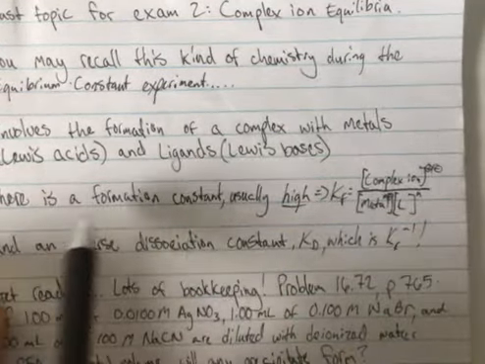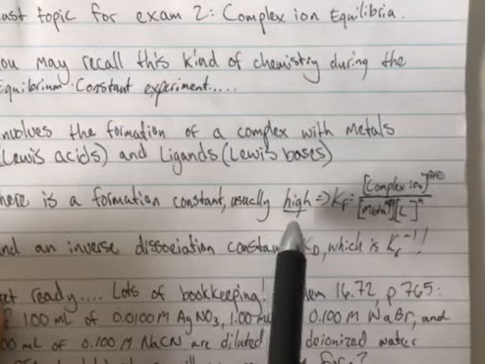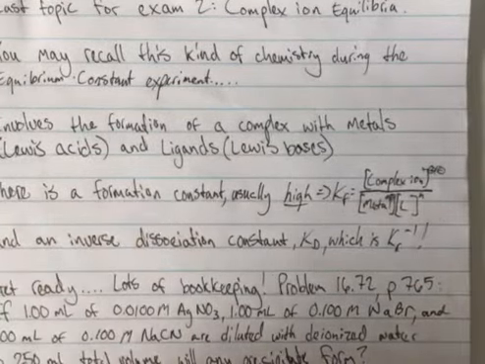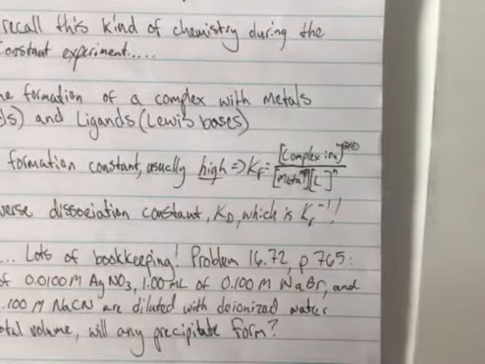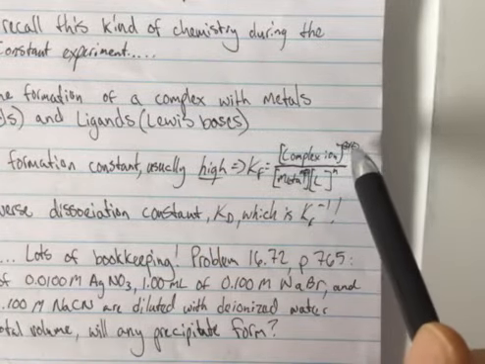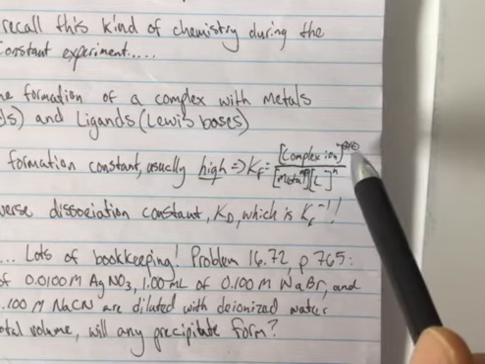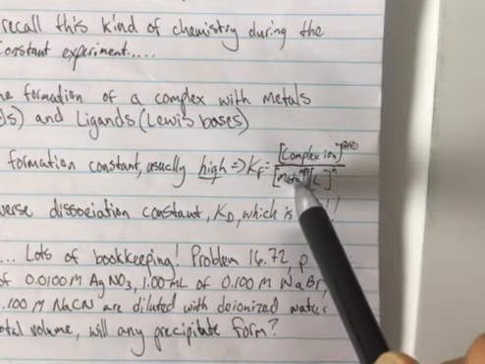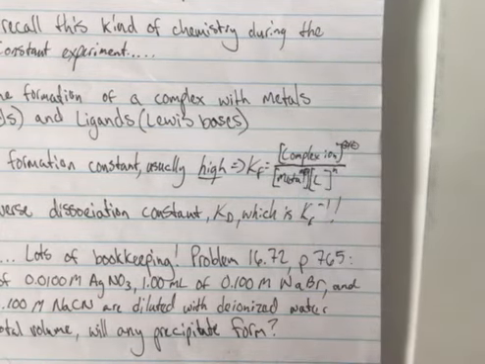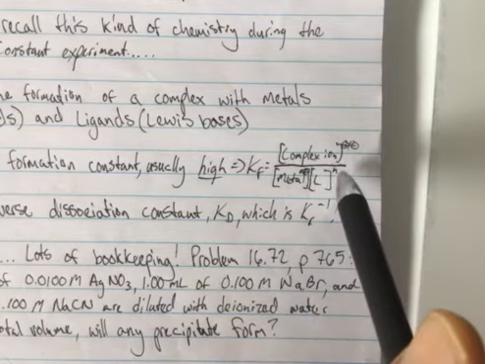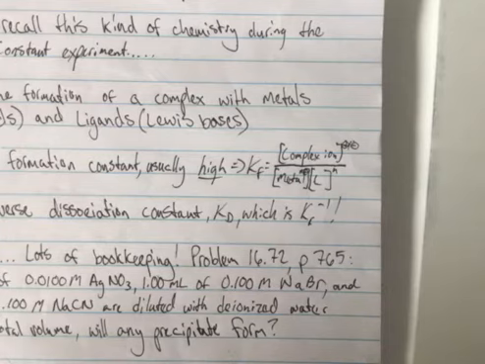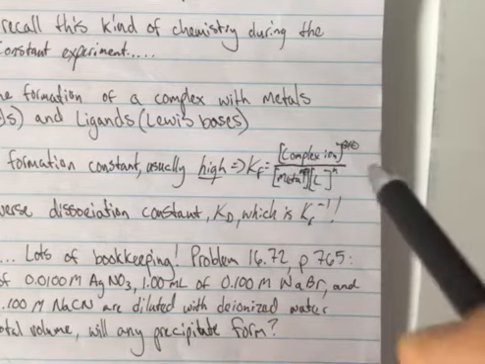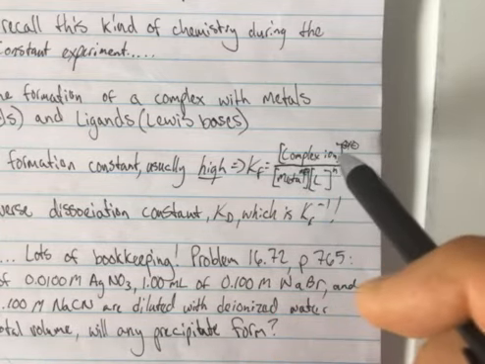Okay, so there's a formation constant. This is usually high, so bear that in mind. So that K of formation is going to be the complex ion, so that could be positive or negative on the top, divided by the metal concentration, divided by the ligand concentration to the n power. So usually there's going to be one or more ligands that are going to participate in the overall complex.